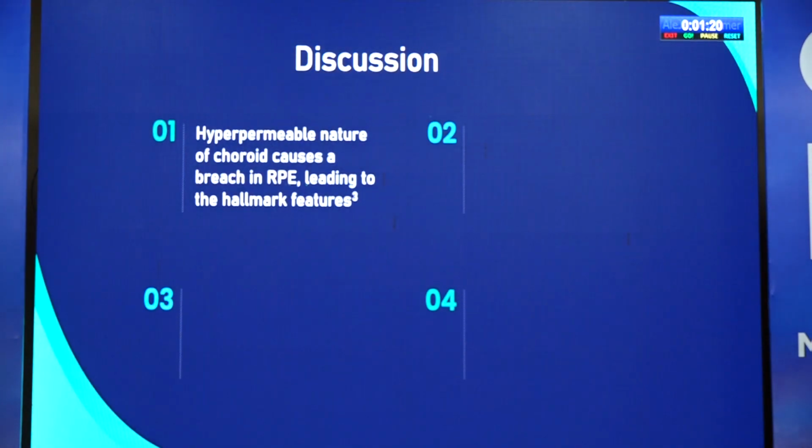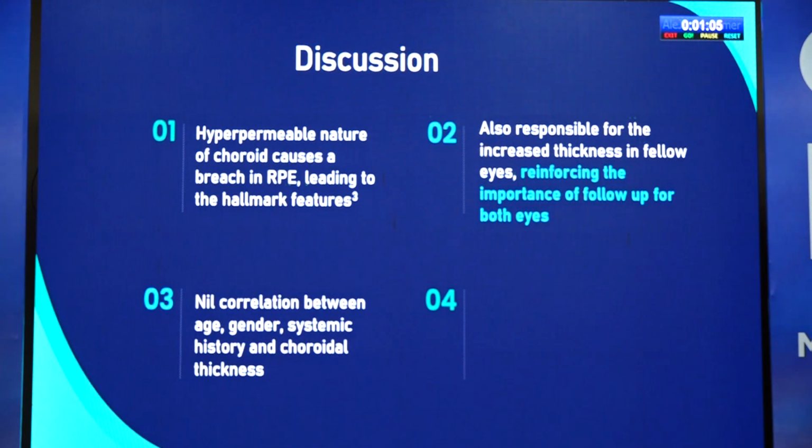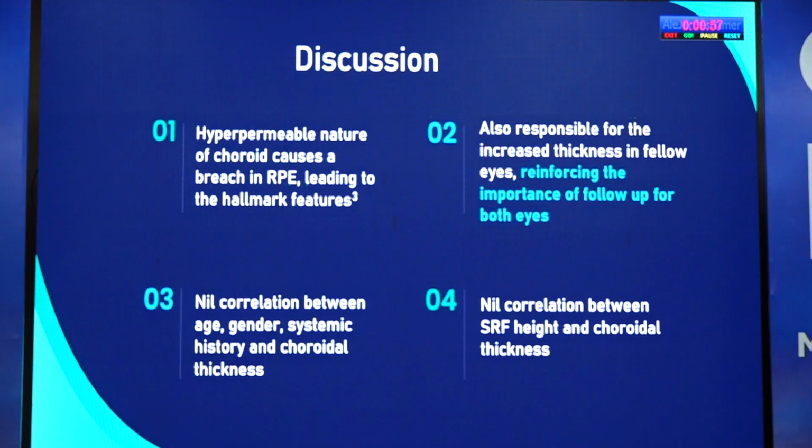CSER is because of the hyperpermeable nature of the choroid, which causes a breach in the retinal pigment epithelium, leading to the hallmark features. It is also responsible for increased thickness in fellow eyes, thus reinforcing the importance of follow-up for both eyes. In my study, no correlation was found between age, gender, systemic history, and choroidal thickness. And no correlation was found between SRF height and choroidal thickness.